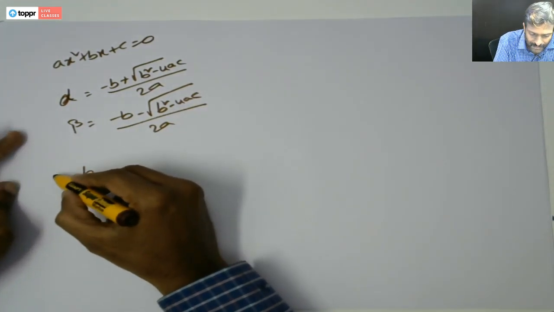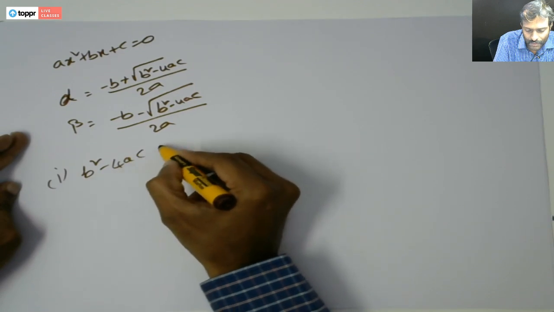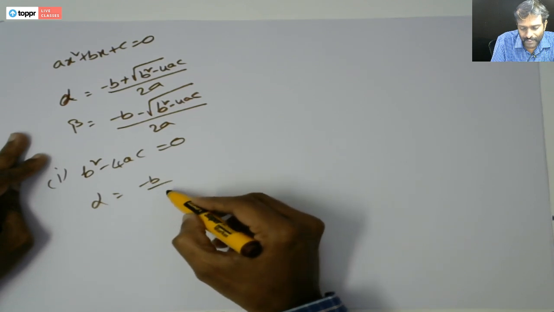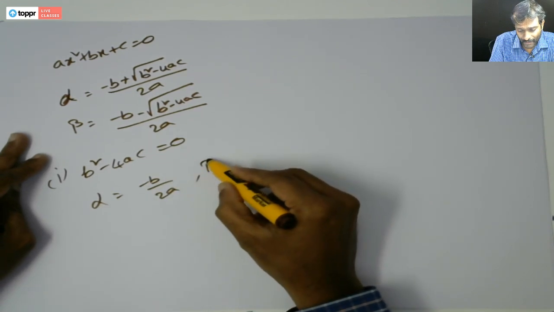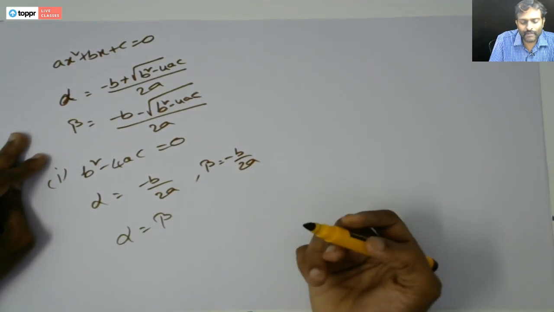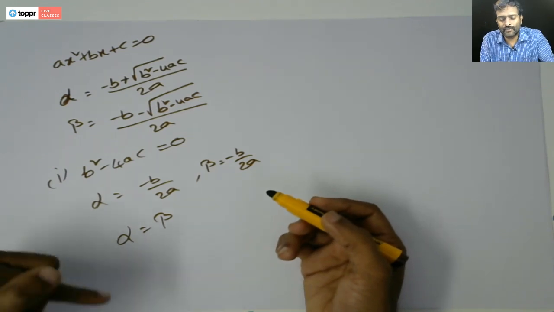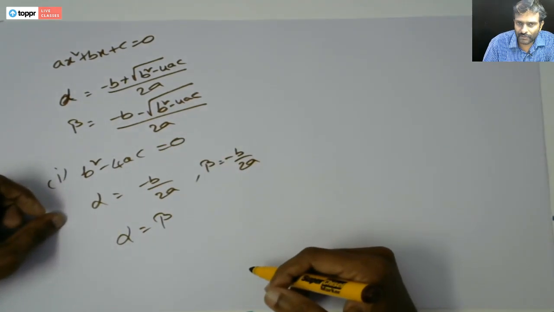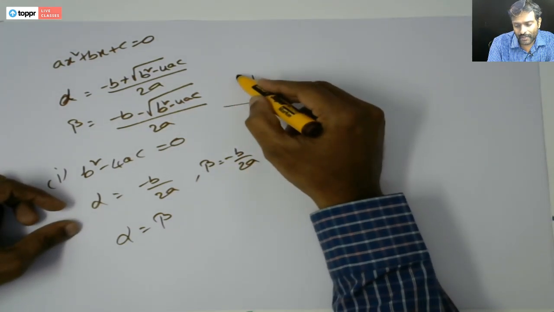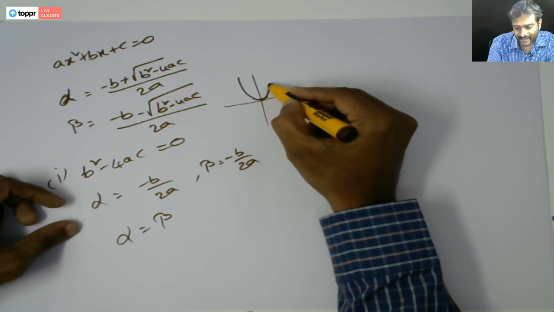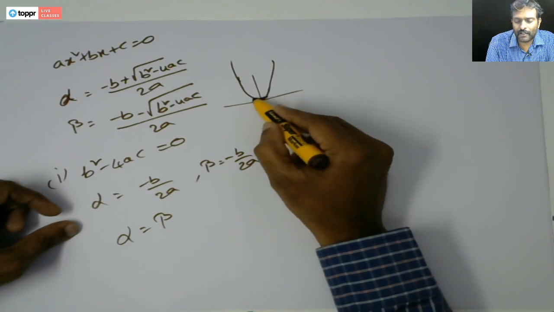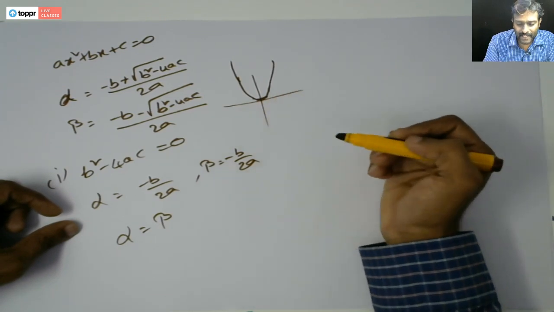Now, in the first case, if b square minus 4ac is equal to 0, what's going to happen? If you look at this carefully, minus b by 2a is the value of alpha. At the same time, beta is also equal to minus b by 2a. That means the two roots are equal. So when b square minus 4ac is equal to 0, you're going to get equal roots. When you draw the graph of this quadratic, the x-axis is a tangent to the parabola. Your vertex of that parabola will be on the x-axis.